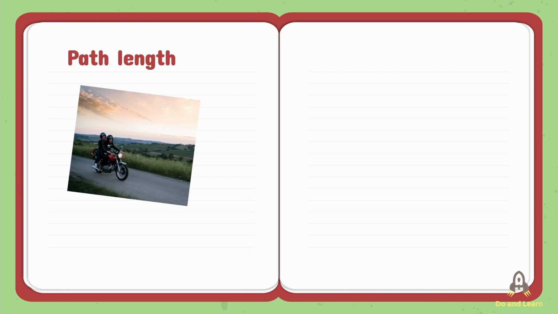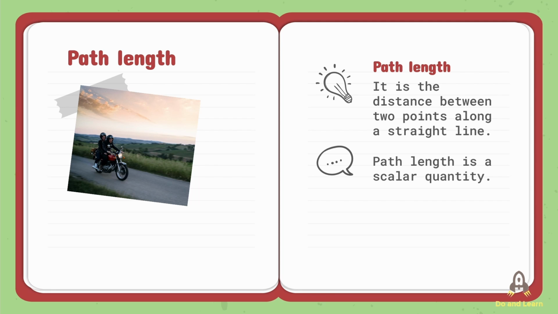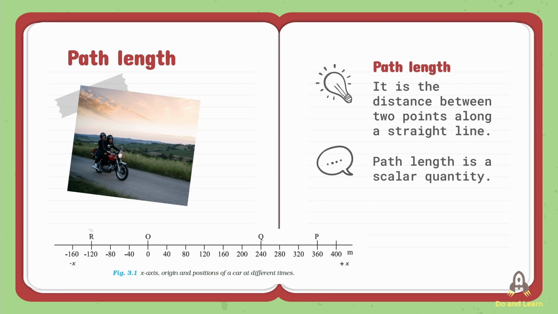What is path length? Path length is called distance. Path length means the distance between two points along a straight line. Suppose one man is moving from one location to another location. The distance traveled by the person is called his path length. Okay, look at this picture. Below, you can see the object. Suppose the person is standing at the point O.